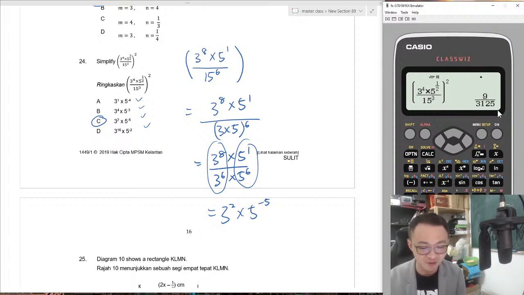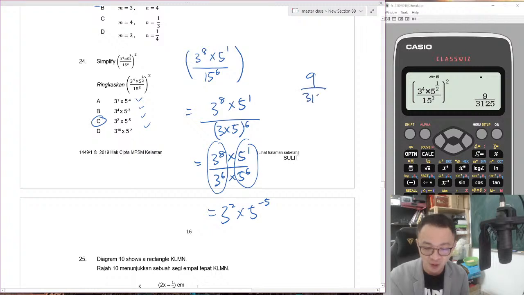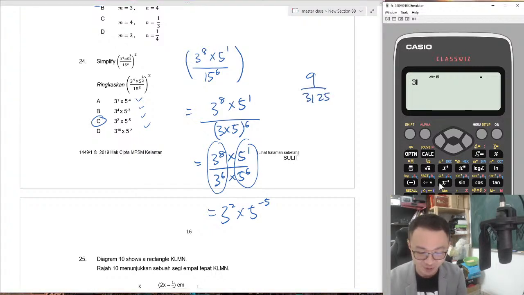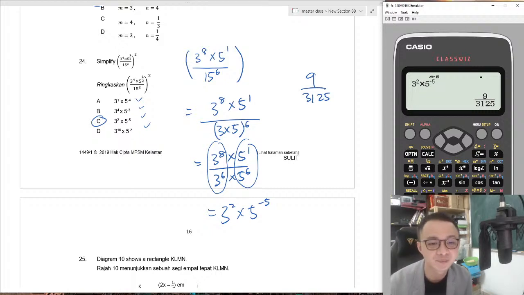Okay, so you can change to decimal if you want. So you want to know is correct or wrong, right? Remember this number, 9 over 3125. I type 3 square multiply 5 power of -5. See, I get back the same thing. Do you see I get back the same thing? So the answer will be C here. Yeah, you can use a calculator to double check it.